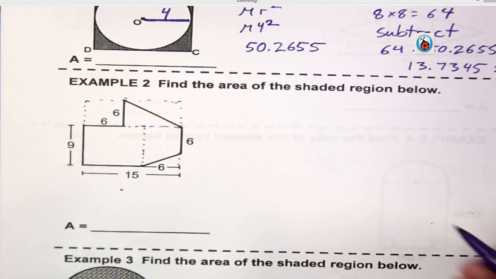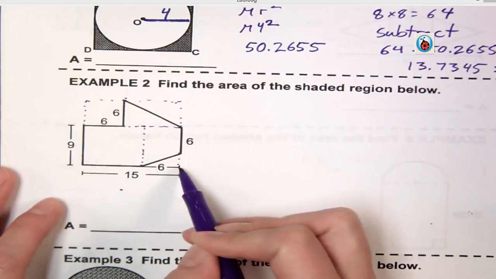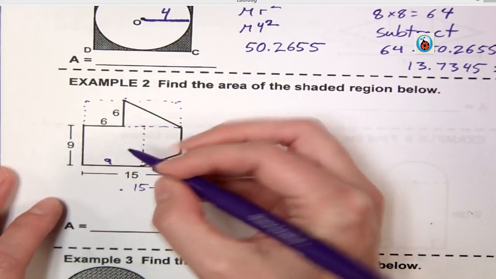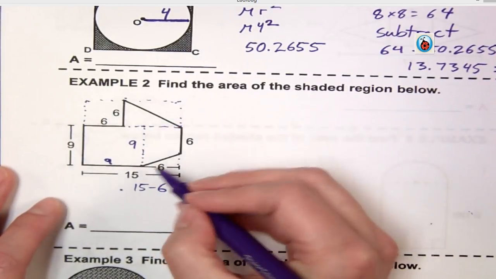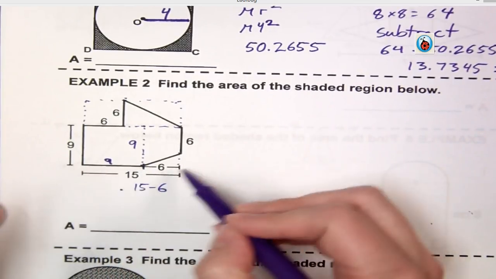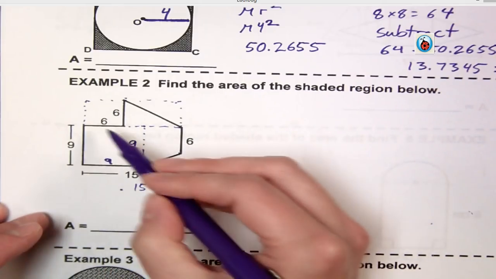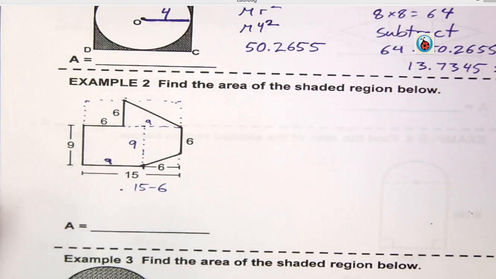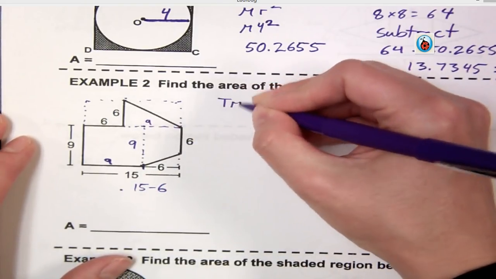Usually we look at what did they give us that's easiest to find. Well, they told me that this section here is 6, so I can subtract 15 minus 6 to find out this is 9. That lets me know that's a square. This side would also be 9, and then I have my height of a trapezoid. I feel like that might be easier than trying to figure out what the whole thing is. And then here, if I know the whole thing is 15, I know this part is 6 here, then the base of the triangle here has to be 9 also. So I'm going to do it using the triangle, square, and trapezoid method.